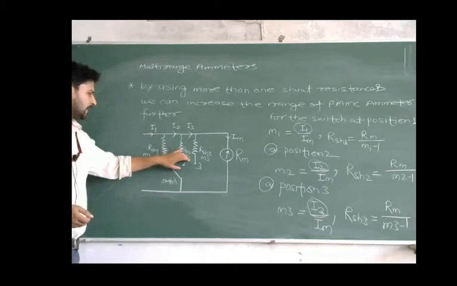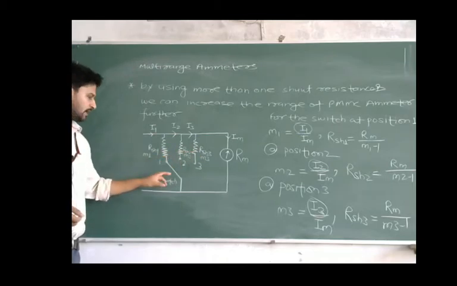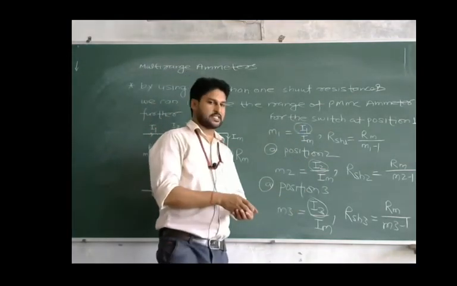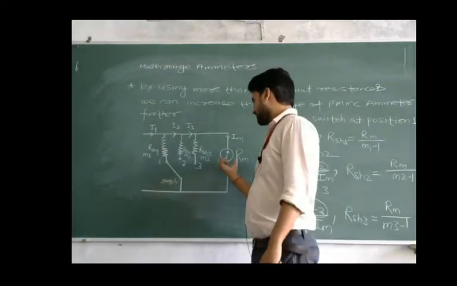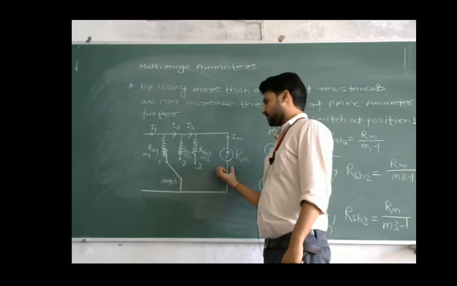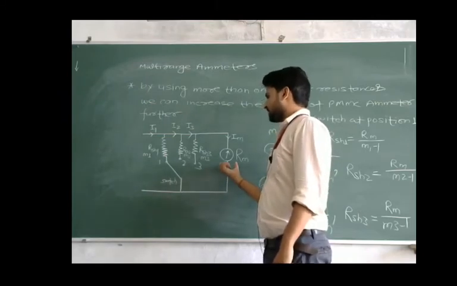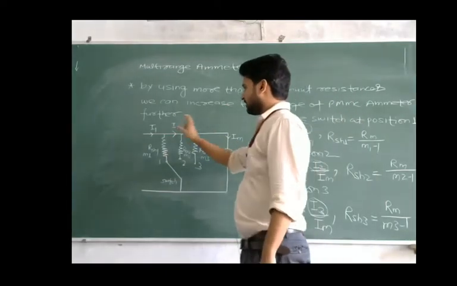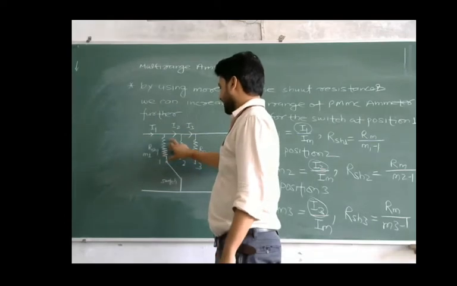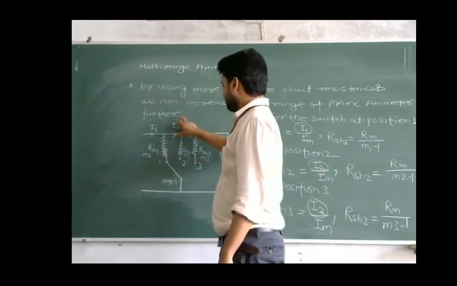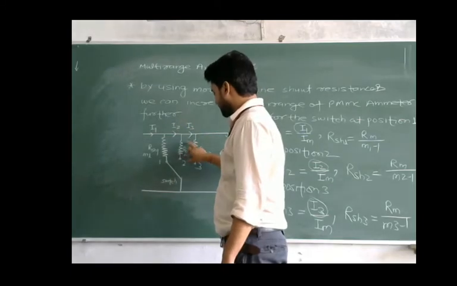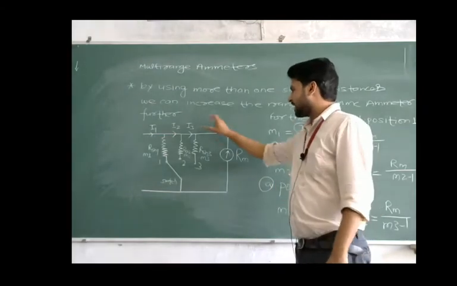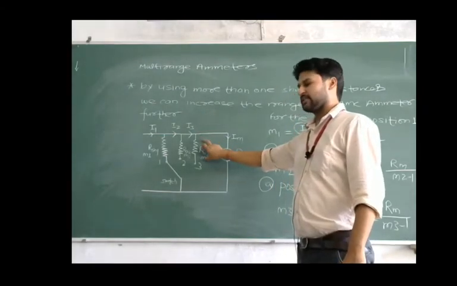By selecting different positions with a common switch, we can find different ranges of currents that can be measured by using this PMMC basic instrument. The maximum range of current is I1 when the switch is connected to RSH1, I2 when the switch is connected to position 2, and I3 when the switch is connected to position 3.